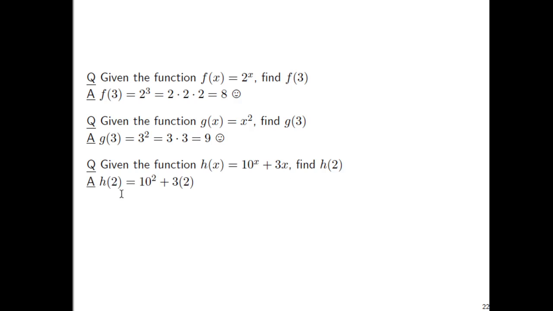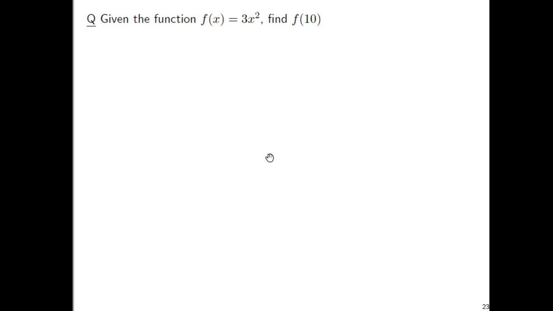And you'll have h of 2 equals 10 to the 2 plus 3 times 2. Now follow the order of operations. 100, and I guess in the same step, we can get away with simplifying the multiplication of 3 times 2 to be 6. You get 106.